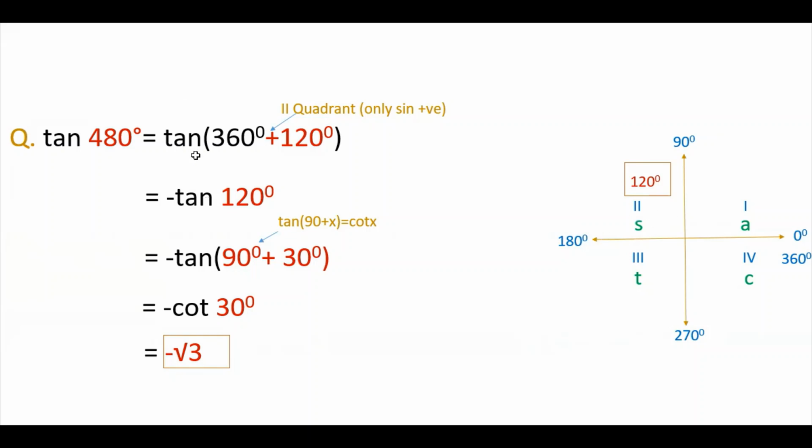So here it is tan, so you have to put a minus sign: minus tan 120 degrees. You don't know the value of 120, so again you can split it as 90 plus 30. Here 90 again, so you have to change the trigonometric function to cot. So minus cot 30 degrees. Tan 30 is 1 by root 3, so cot 30 is root 3. Here minus sign, so minus root 3.